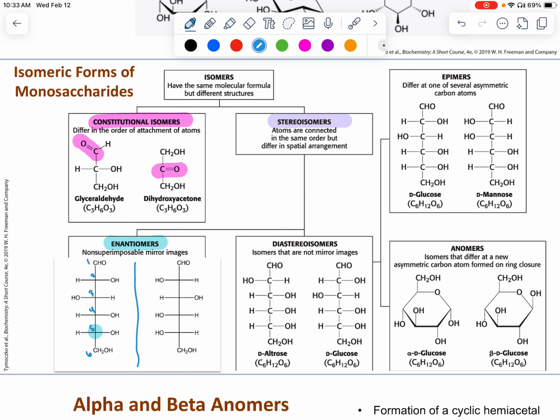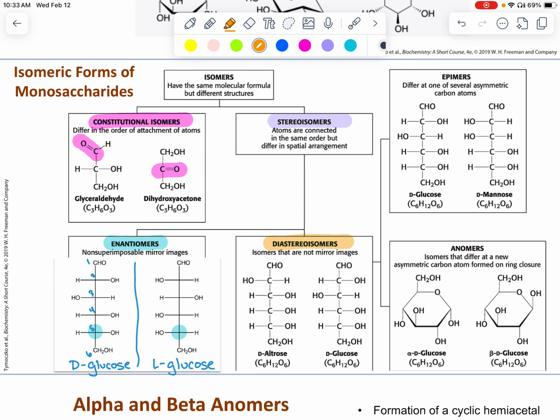And then when I look at this, if I have the OH on the right, it's going to be the D version, so this is D-glucose. If instead I've got that chiral carbon and my OH is on the left, that would be our L-glucose. All right, so we're looking for the penultimate carbon, or the last chiral carbon as far from the carbonyl as possible, and determining is the OH on the right or the left. That's going to determine if it's D or L. All right, so that's enantiomers, non-superimposable mirror images. Let's keep going.